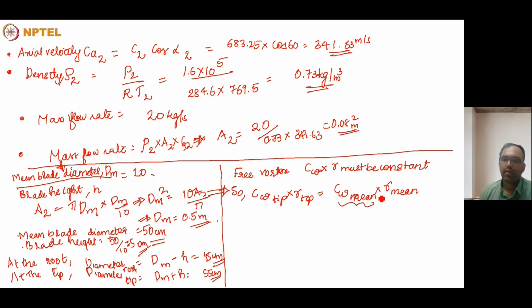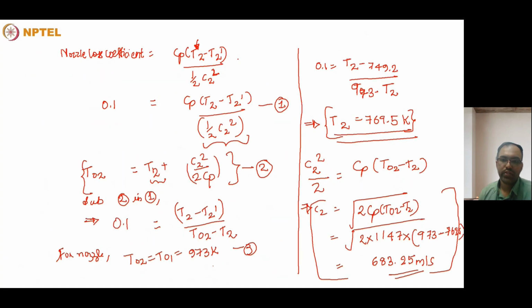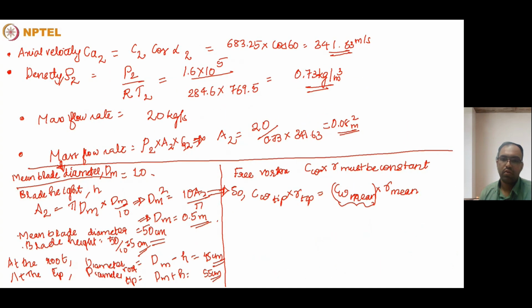So we can calculate the whirl velocity at the mean point using the value of the axial velocity and the blade angle, alpha, at the inlet of the blade or at the exit of the nozzle. So we can represent this by using equation 4. We know the value of R mean, R tip. So in order to calculate the whirl velocity at the tip, you need the whirl velocity at the mean point.